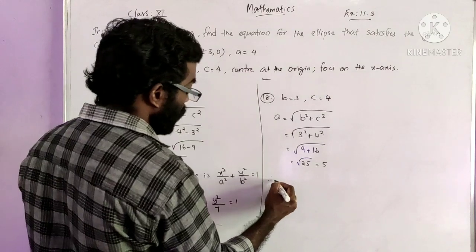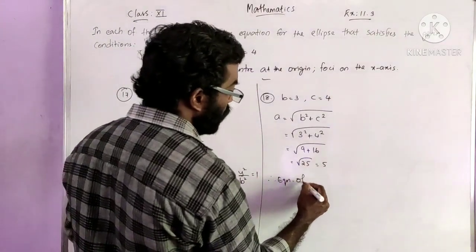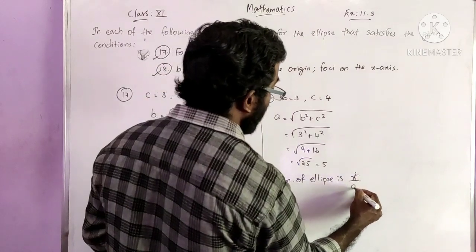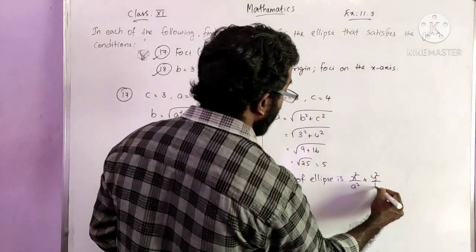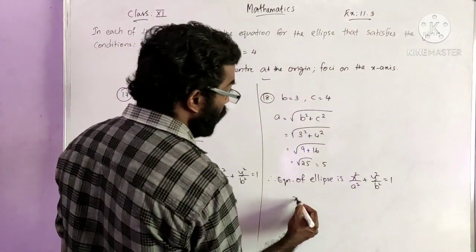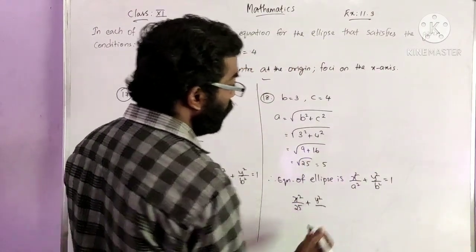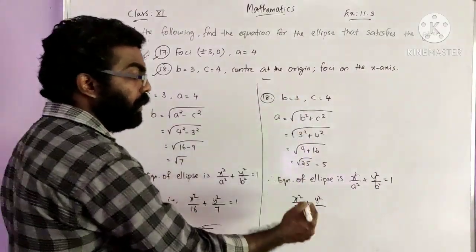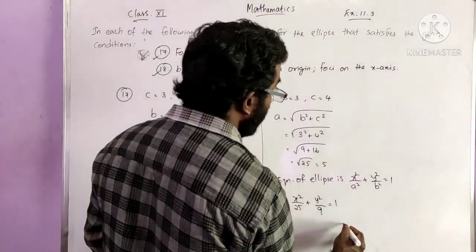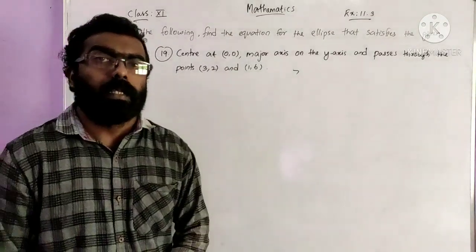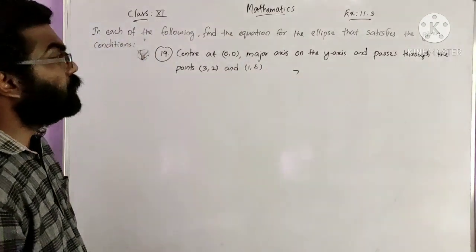Now we can write the equation. Therefore equation of ellipse is x square by a square plus y square by b square equal to 1. Here it is x square by a square, 5 square 25. Then plus y square by b square, the value of b is 3, 3 square 9, which is equal to 1. Clear? Here the next one is center at 0, 0.